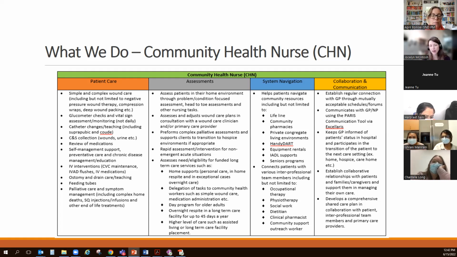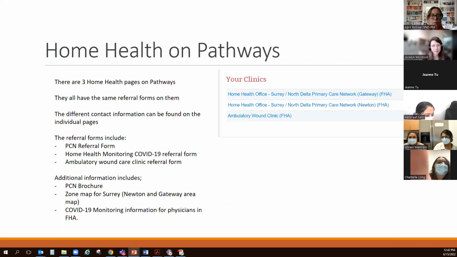And then, like I say, we'll be talking in a second about what you can expect on a quarterly basis from our teams going forward. So, just an update on Pathways, where you can find our information. I recently updated all our information on Pathways BC. When you go to Pathways, we have a page for the Gateway office, and we have a page for the Newton office.